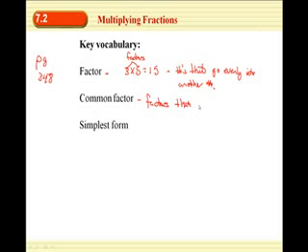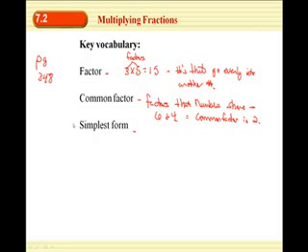Common factors are factors that numbers share. They have the same. For example, 6 and 4. The common factor for 6 and 4 is 2. 2 can go into 6 and 2 can go into 4.